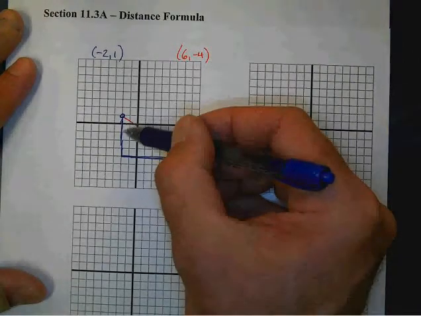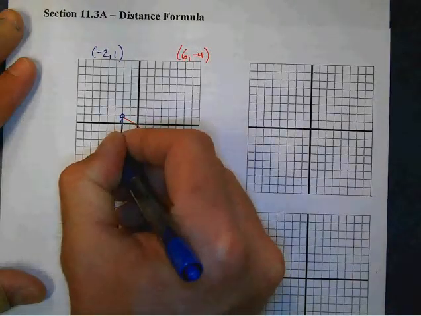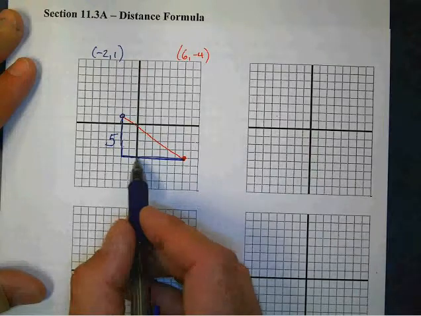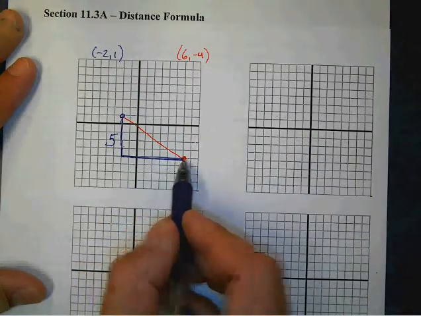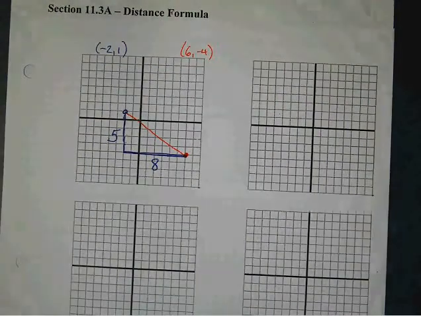1, 2, 3, 4, 5, right? What's the horizontal piece of your triangle? 1, 2, 3, 4, 5, 6, 7, 8. If you know those two sides, is it possible to find the length of that hypotenuse? How do you do it, Grace? Remind us.